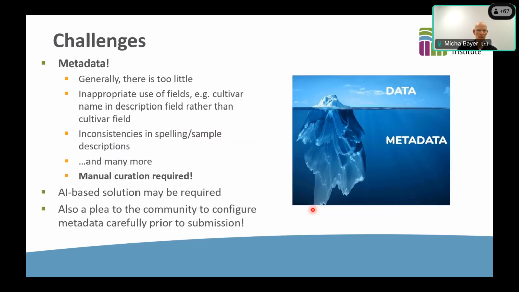And I've got one more slide before I hand over to Craig. So we should really be talking about the challenges that we had as well. And the main challenge by far was the metadata. Generally what we found was that there is too little. People don't put in enough metadata. But often also we found that fields in the submission template get used inappropriately. So for example, people will put cultivar names in a description field rather than the cultivar field. We found inconsistencies in how things are spelled or described, and the list just goes on.